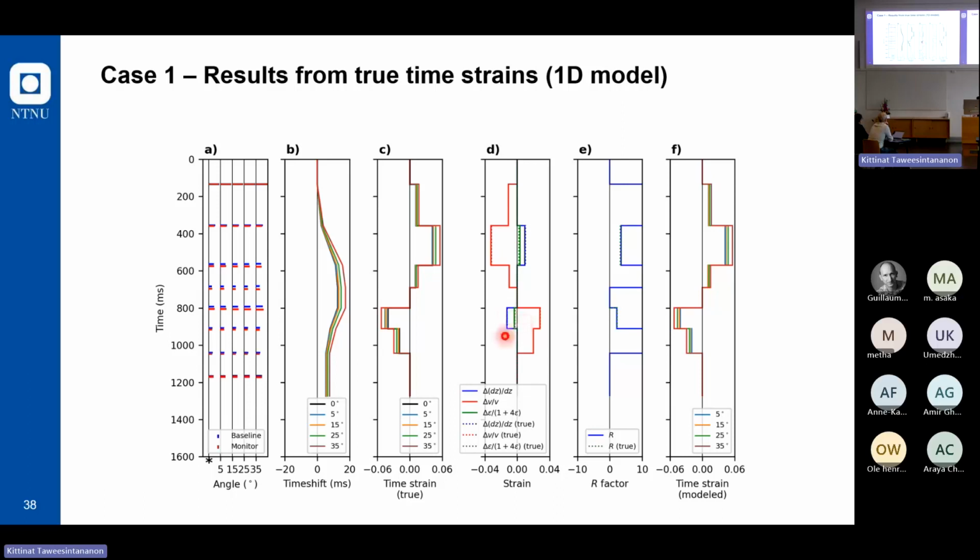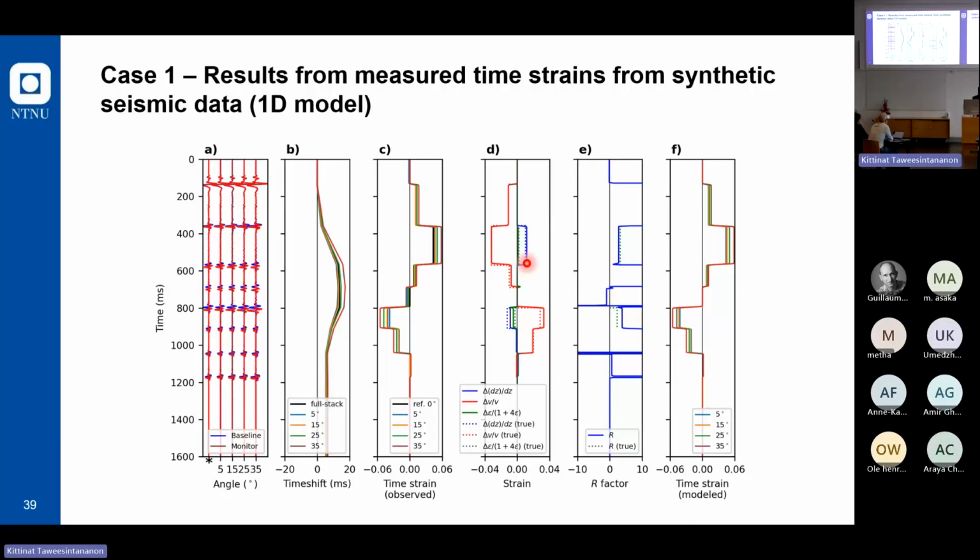So from that true model, I modeled the time strain at the 0 angle, 5 degree, 15, 25 and 35 as near, mid, far and outer far angle stacks, something like that. And I put this panel C here into our optimization problem and compute the 3 parameters, shown in solid line, to predict the thickness strain, velocity strain, and epsilon change. It matches the true model quite well.